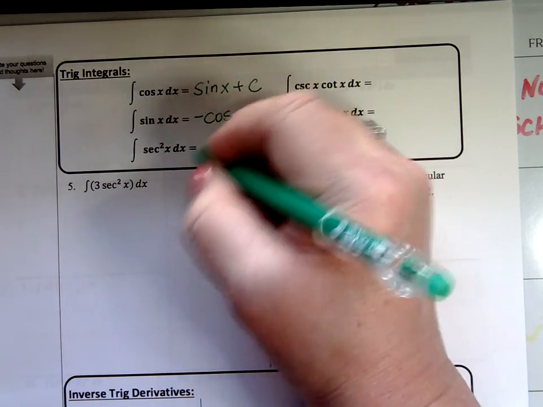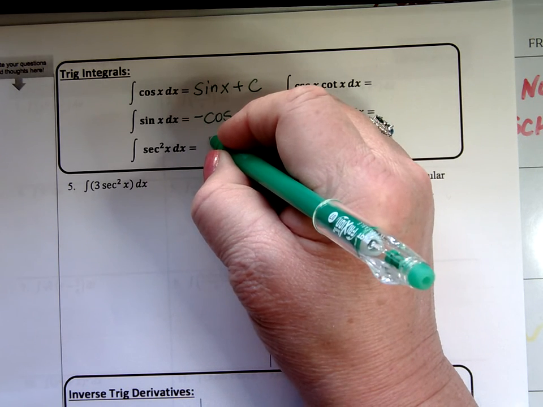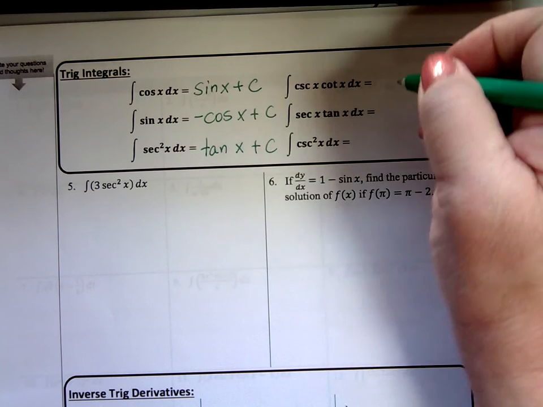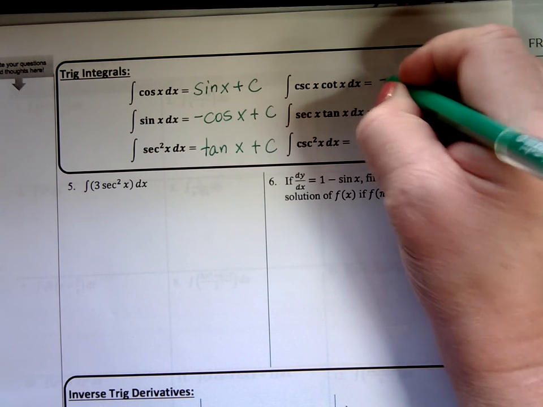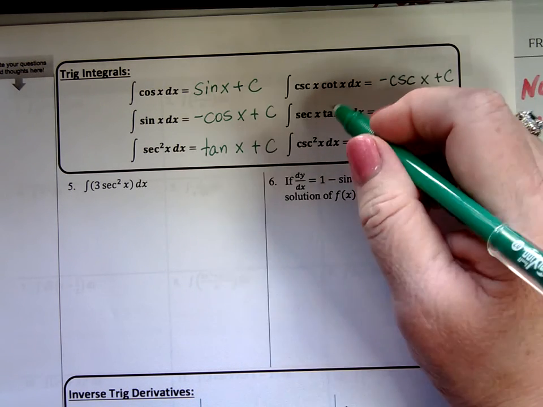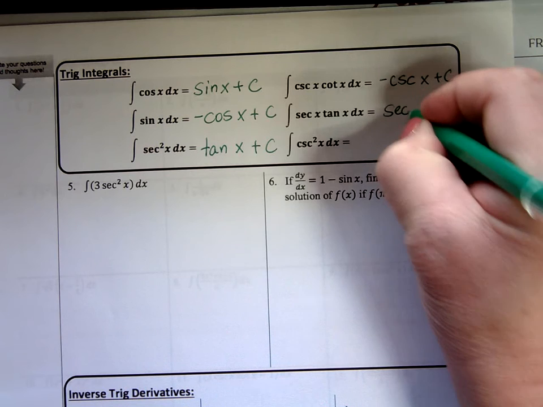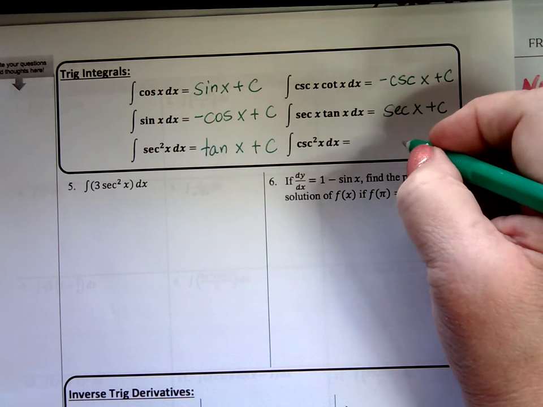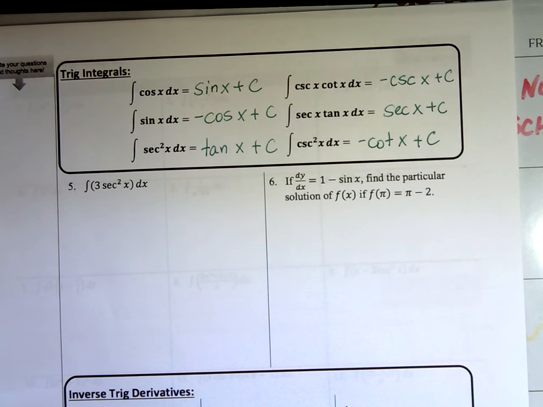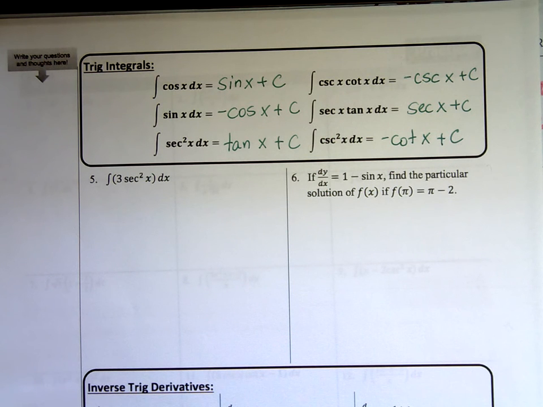This guy, secant squared, whose derivative is secant squared, that's tangent. Whose derivative is cosecant cotangent, that would be negative cosecant. If I'm looking at secant tangent, that's secant's derivative. And cosecant squared is negative cotangent. So reminders of those, we're going to be flip-flopping back and forth. It's just going backwards on your card. If you have cards for derivatives that we made, you're looking at it the other way, going right to left instead of left to right.